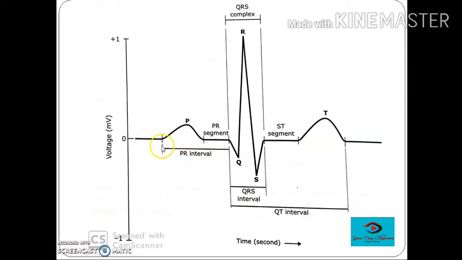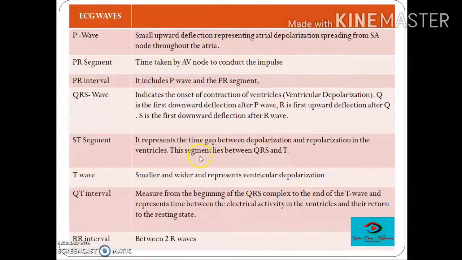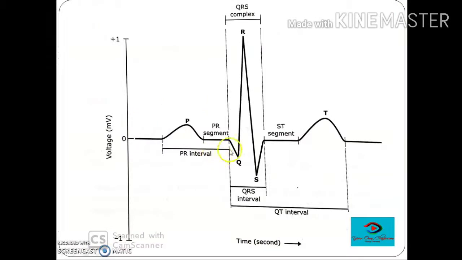As you can see, it starts from here and goes up to the PR segment. So this is the PR interval, and it includes the P wave and PR segment. Then there is the QRS segment. As I said, it indicates ventricular depolarization, or ventricular systole, or ventricular contraction.